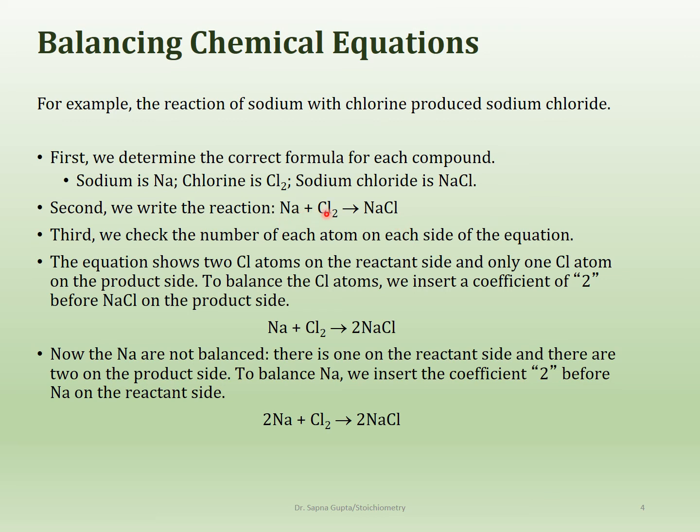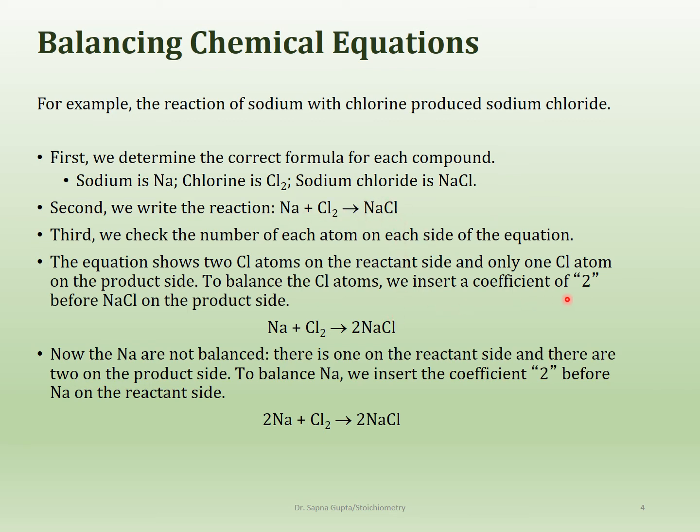So sodium is 1 on the left side and the right side. Cl2, however, is not. Chlorine is 2 atoms over here and only 1 atom on the right-hand side. So one of these atoms of chlorine is not accounted for, and so we have to take care of that. And the way we do that is by balancing an equation.